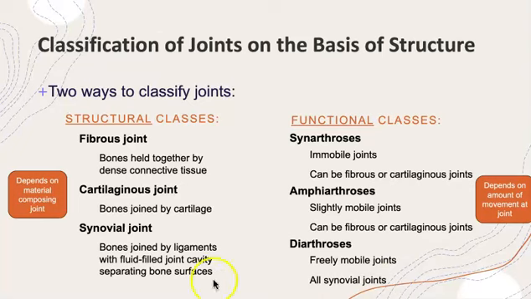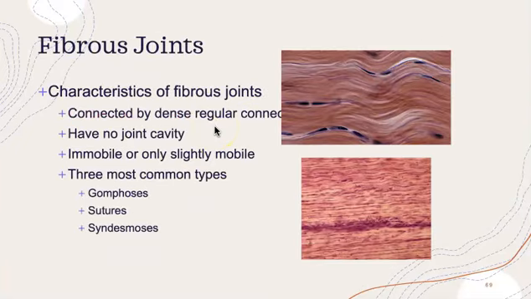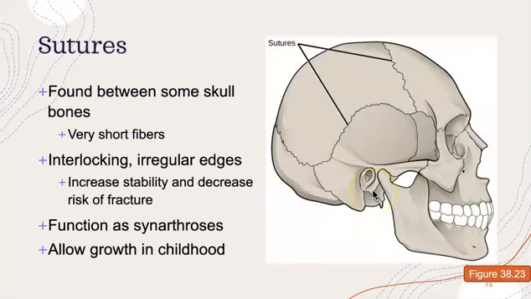So we're first going to start talking about our structural classification, with fibrous joints being first. The characteristics are that they are connected with dense, regular connective tissue. There is no joint cavity, and these joints are either immobile or just slightly mobile. We have three common types: gomphoses, sutures, and syndesmoses. Let's take a look at those subtypes next. But before we do that, this is a histology image of what dense, regular connective tissue looks like. This is what sits between the two bones.